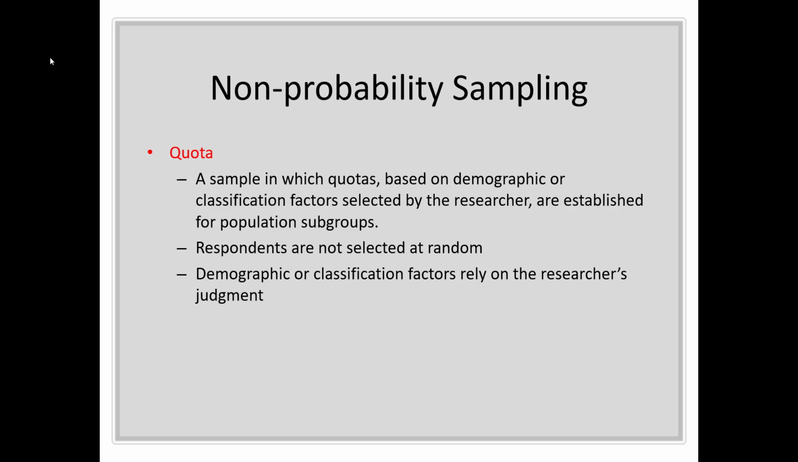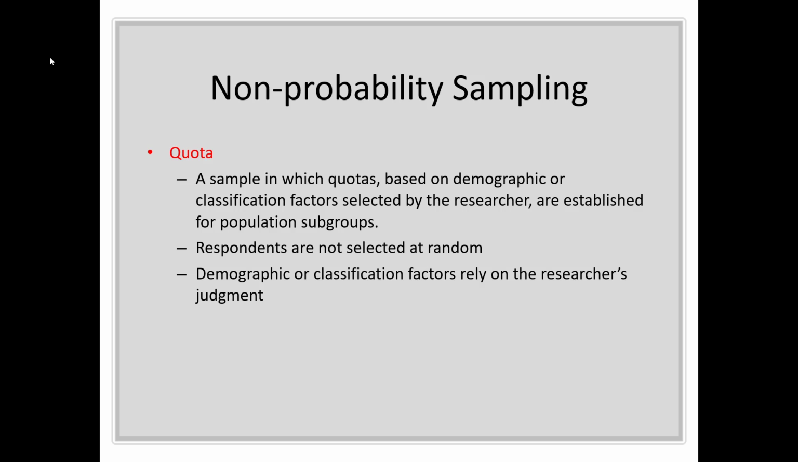Now we come to the second camp, called non-probability sampling. First one is called quota sampling. In quota sampling, we preset a number of elements. We can base it upon some kind of demographic or other classification factors selected by the researchers. For example, we want to make sure that our sample, like 400, reflects the general makeup or composition of the campus's 40,000 student population.